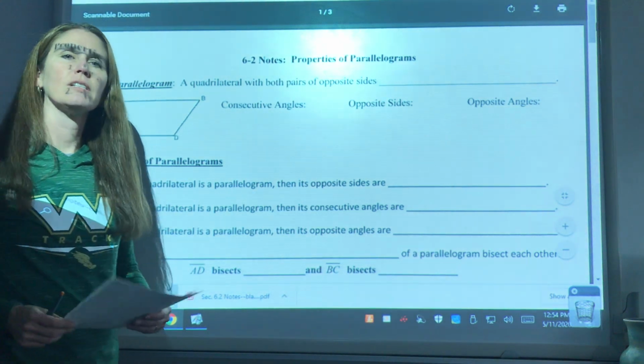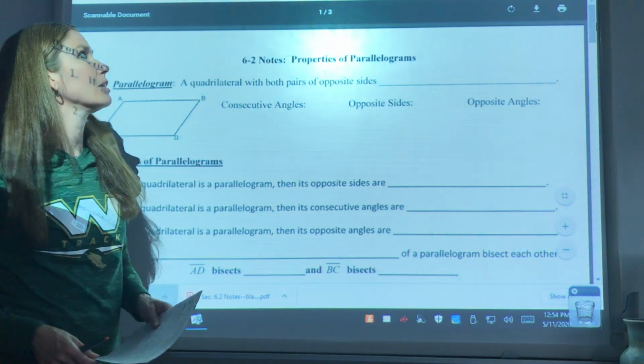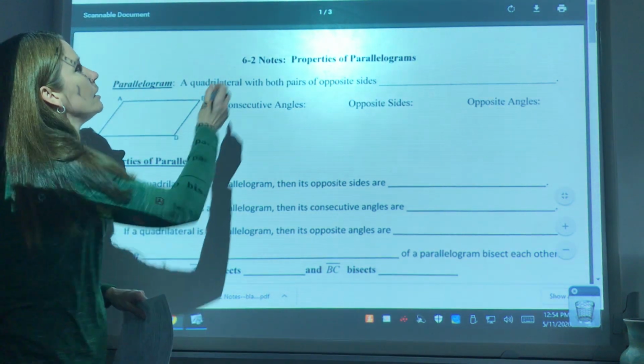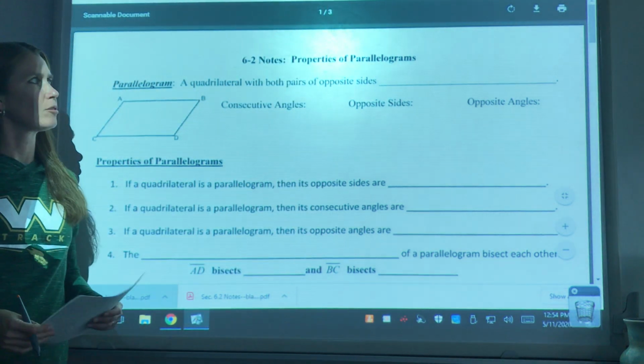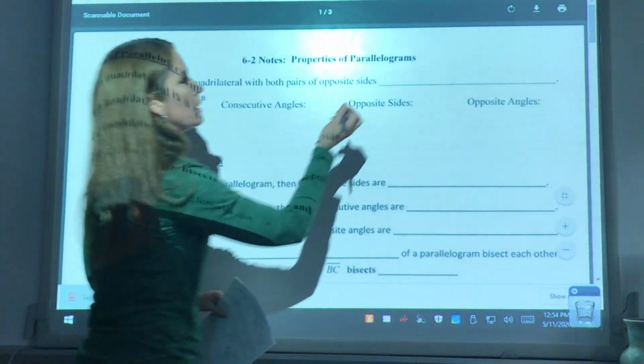Okay, today we're going to go over section 6.2, properties of parallelograms. So here we go. So a parallelogram is a quadrilateral with both pairs of opposite sides parallel.